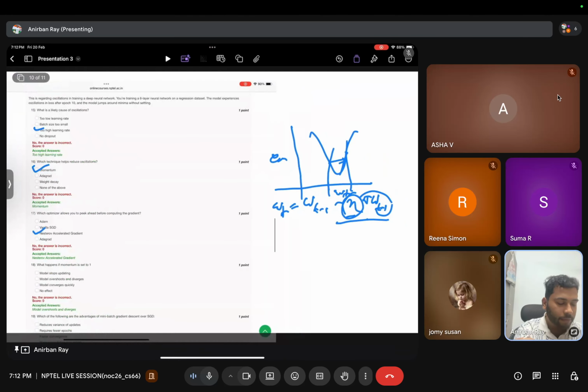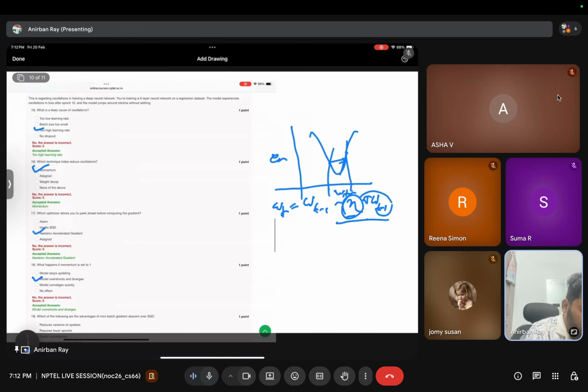What happens if the momentum is set to 0? So if the momentum is not there... See, if the momentum parameter is set to 1, then it overshoots and diverges. The momentum is too much. You can understand, it means it is not taking any new updates at all.